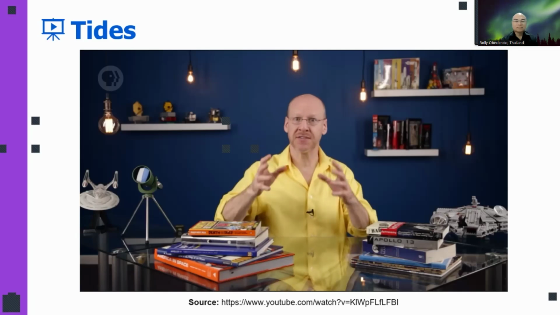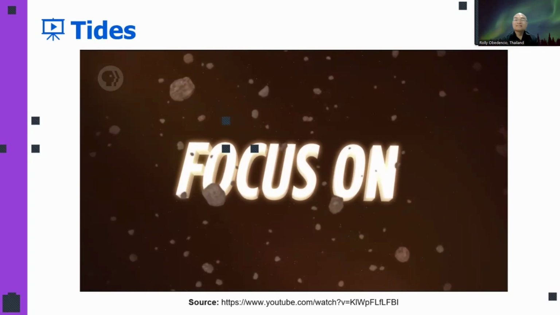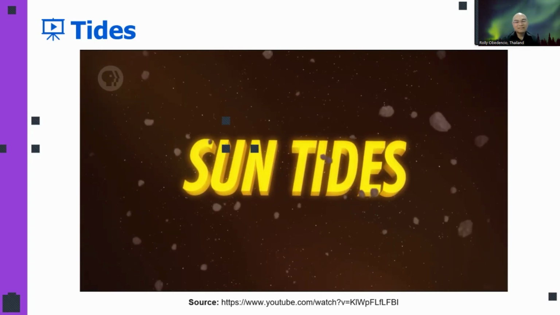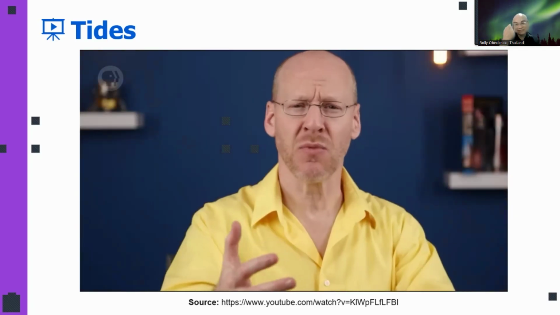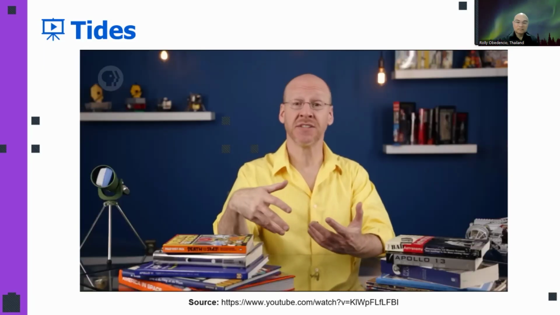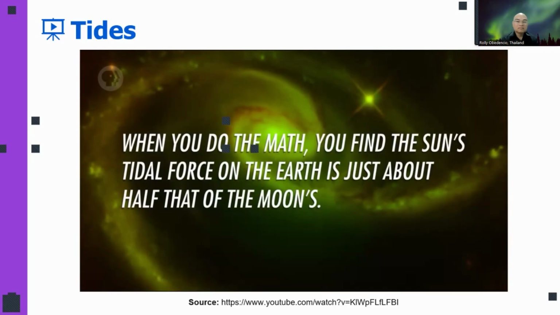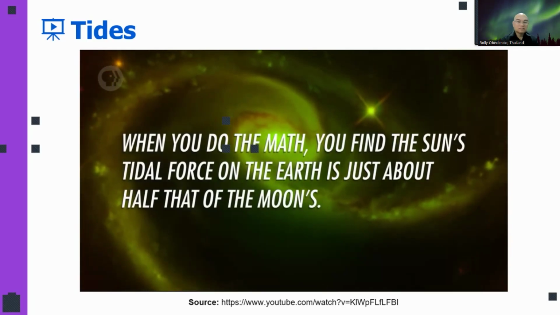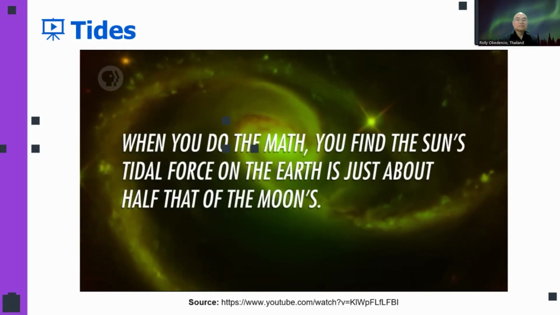Now wait a second. If the moon has gravity, which causes tides, and is the root cause behind all these shenanigans, what about the sun? It's even bigger than the moon. Tides depend on the gravity from an object and your distance from it. The sun is far more massive than the moon, but much farther away. These 2 effects largely cancel each other out, and when you do the math, you find the sun's tidal force on the Earth is just about half that of the moon's.